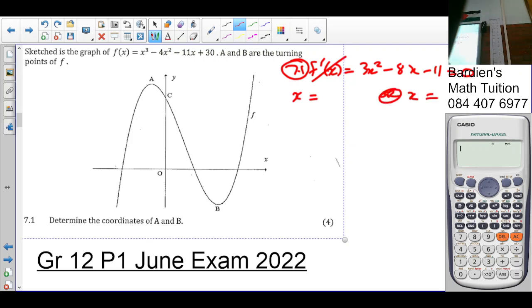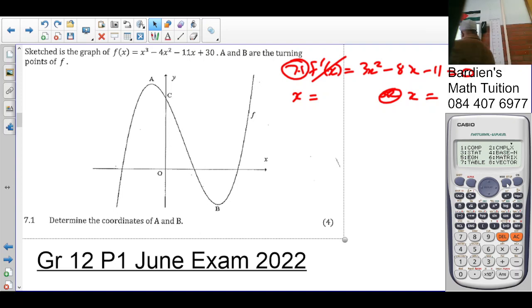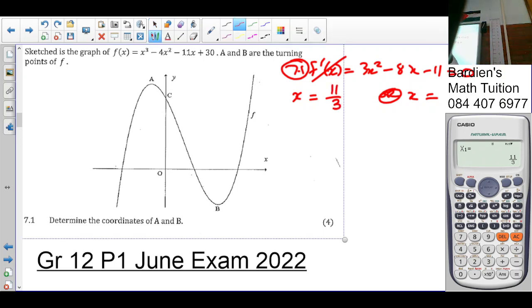I can either use the quadratic formula or my knowledge of factorizing a trinomial. So it's going to be 11 over 3 as well as negative 1. Why are there 2 points? Because there are 2 turning points. So at this point already we know that B is going to be 11 over 3 and some y value, and A is going to be negative 1 and some y value.